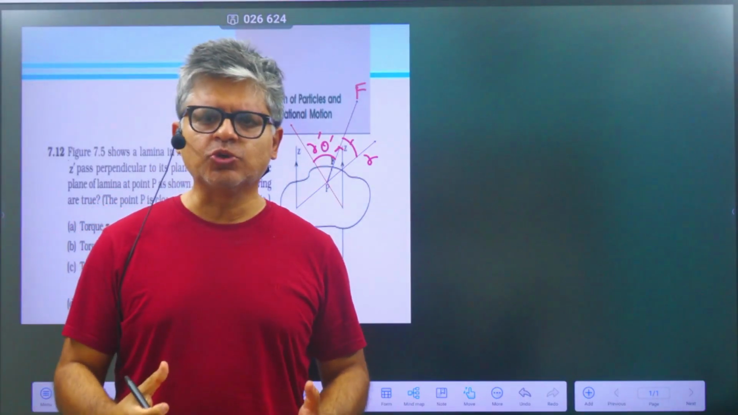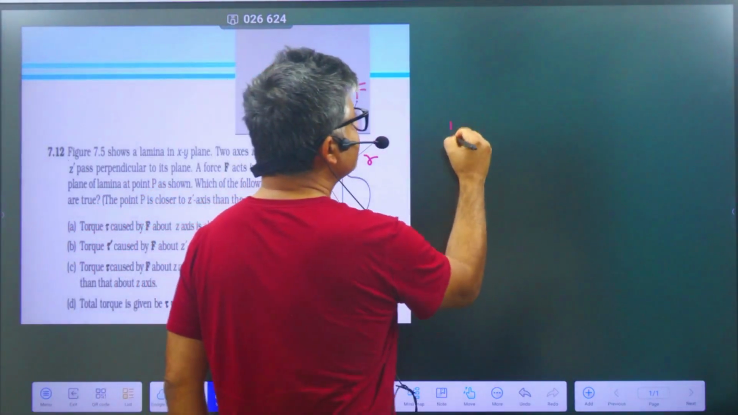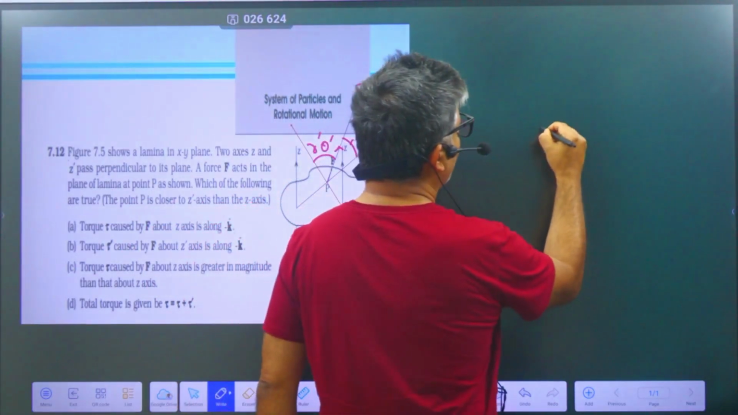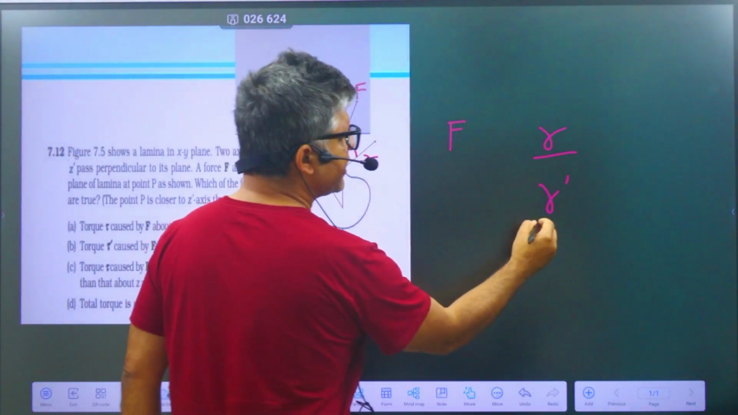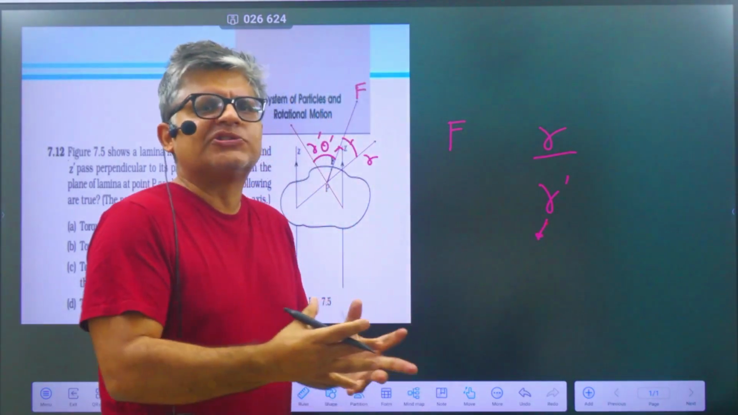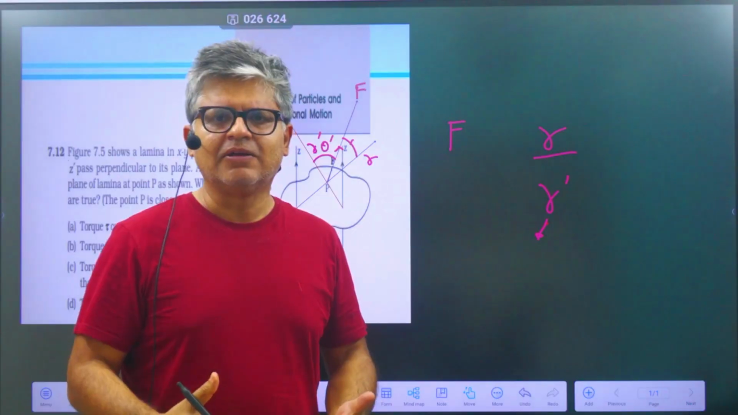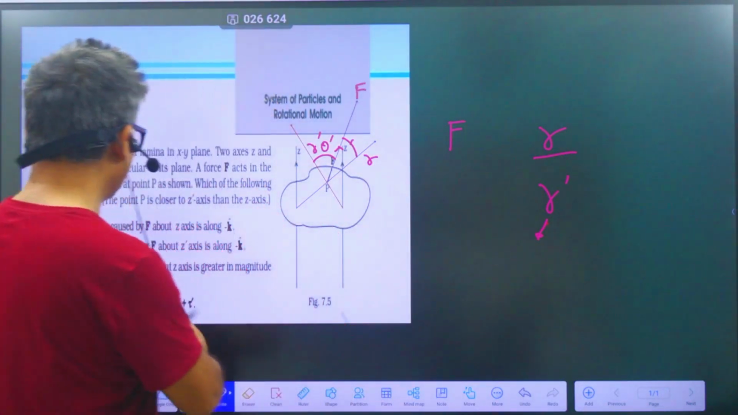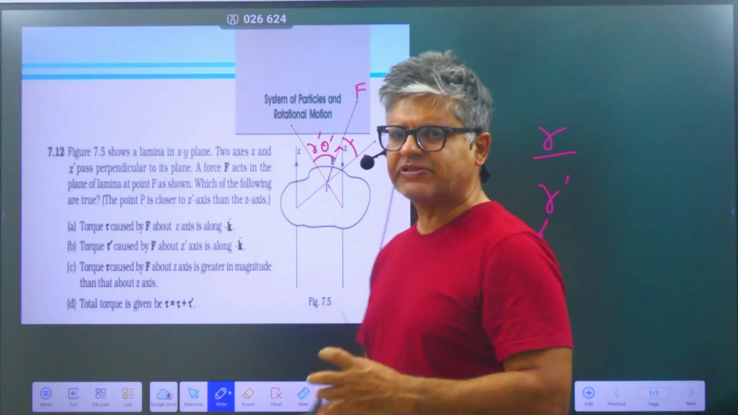Now it is very hard to decide which vector will be smaller because F is the same in both cases. The only thing we know is that R dash is smaller, it is closer, but we really don't know because our focus is R sine theta, the magnitude. We have to compare which torque caused by F is greater. That means we are talking about magnitude.